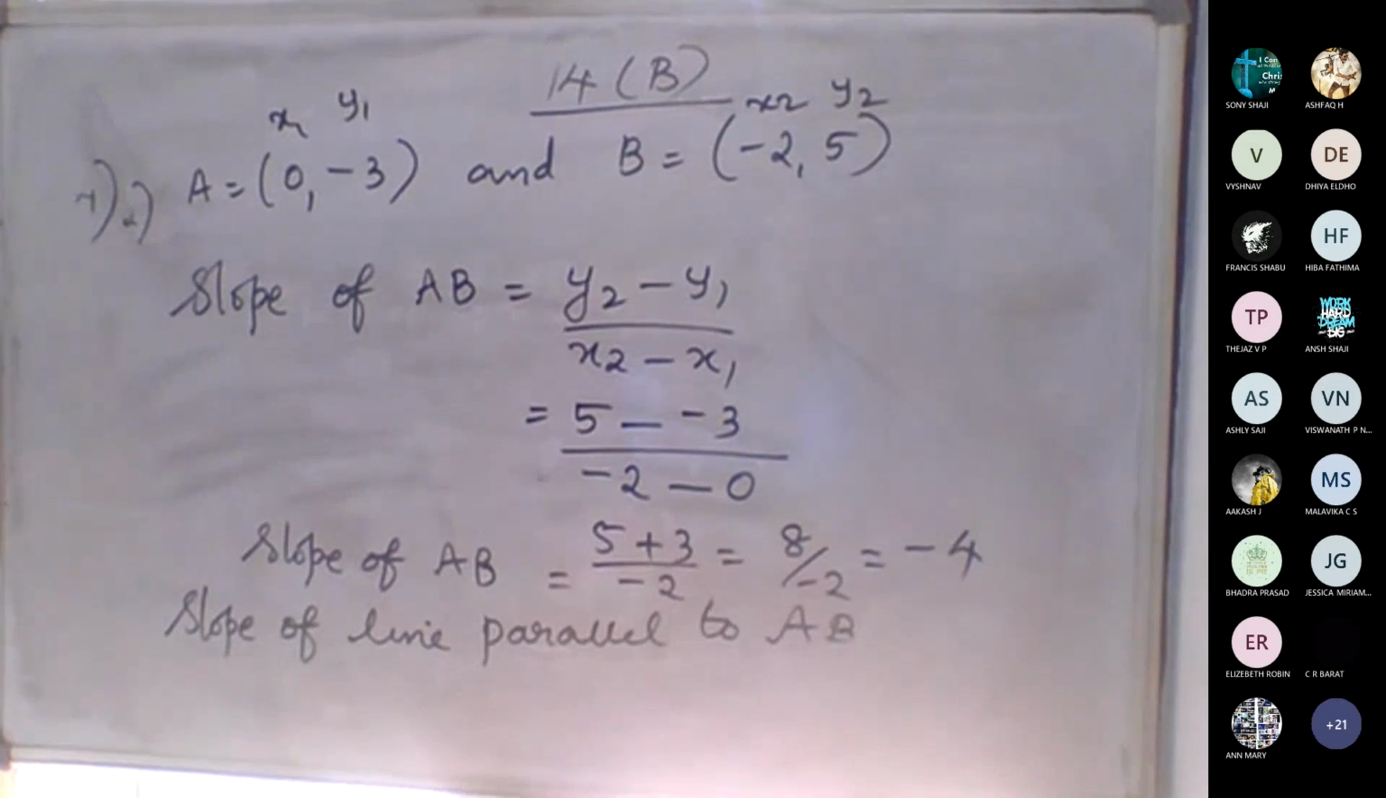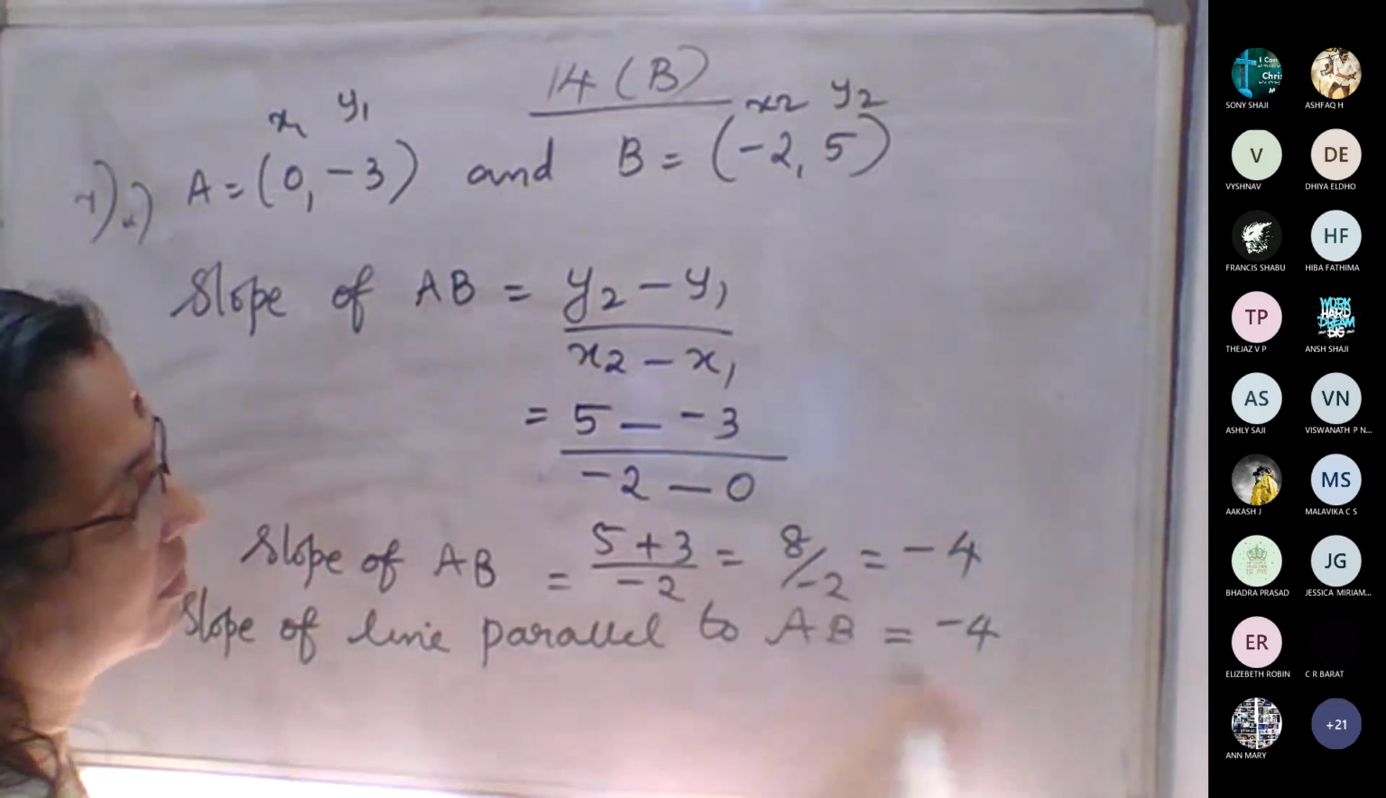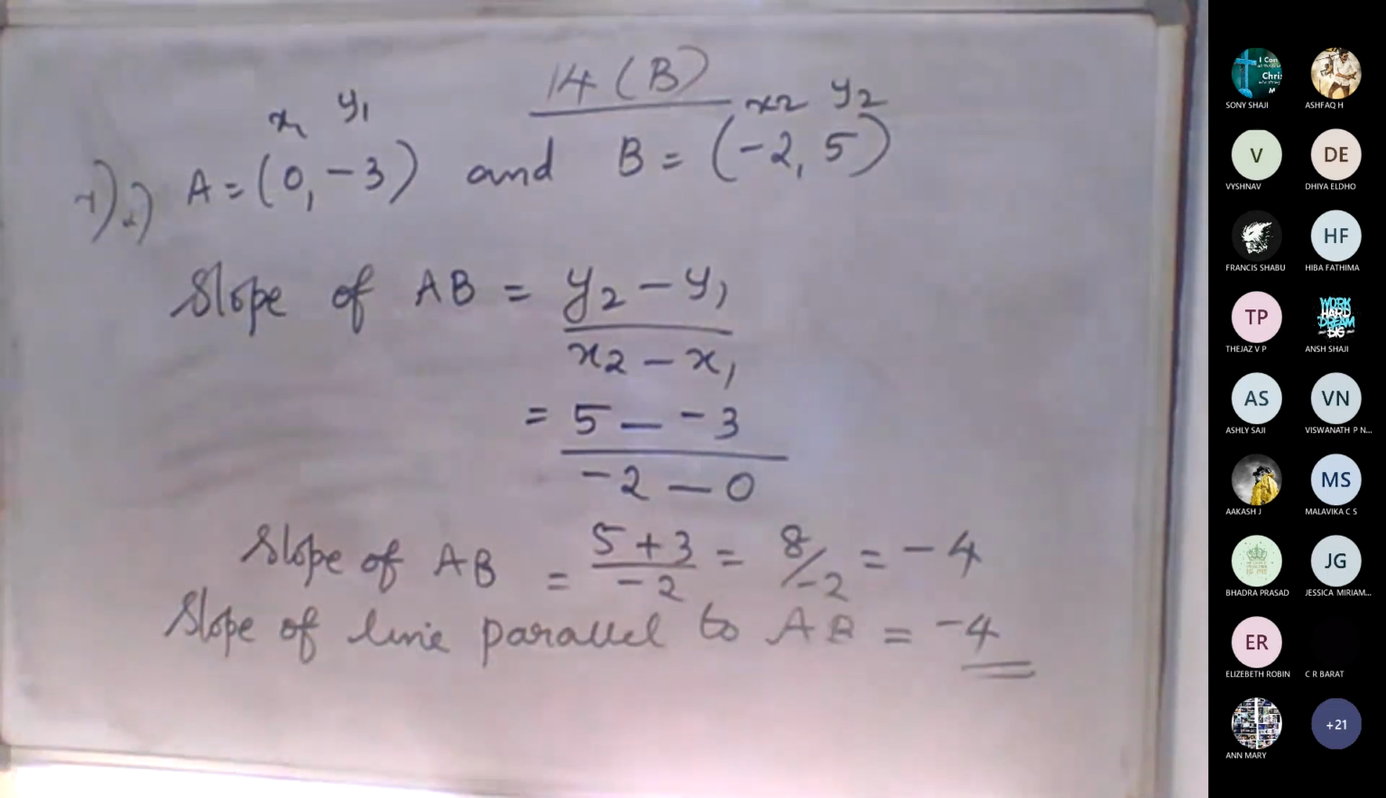So what will be the slope of the line parallel to AB? Since both are parallel lines, that also will be the same as the slope of AB. The slope of the line parallel to AB is negative 4.